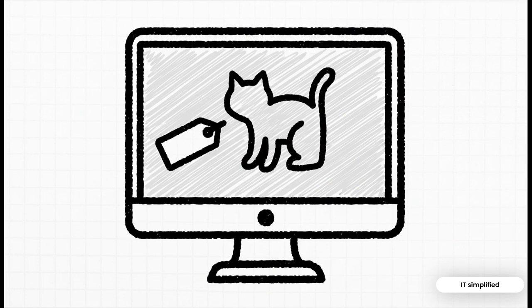So it's literally this simple. You feed it an image, and you tell it, hey computer, this is a cat. Then you do it again, and again, thousands and thousands of times.